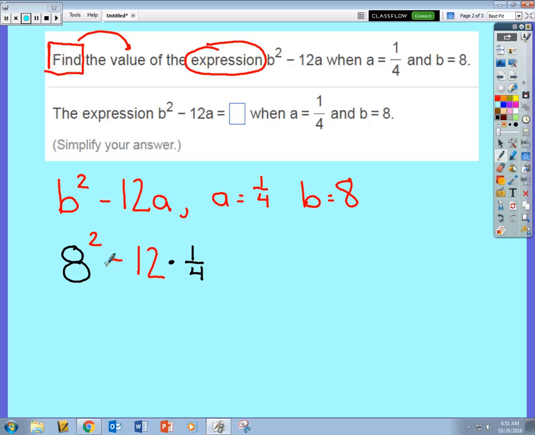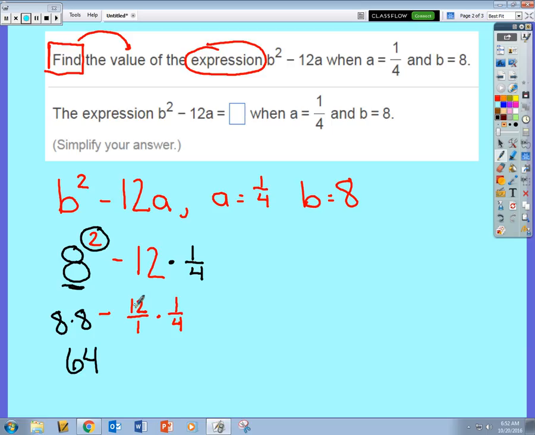And let's recall that 8 to the second power means here's my base, here is my exponent. We're going to take this base of 8 and make it a factor this many times. So it becomes 8 times 8, which should give us 64. And now we have the minus 12 times 1/4. If you are comfortable with this, you could always go, hey, 12 as a fraction is 12 as a dividend, 1 as a divisor, times 1/4. And we've talked about cross reduction quite a bit in class. Well, 1 and 1, if we cross reduce that just gives us 1.